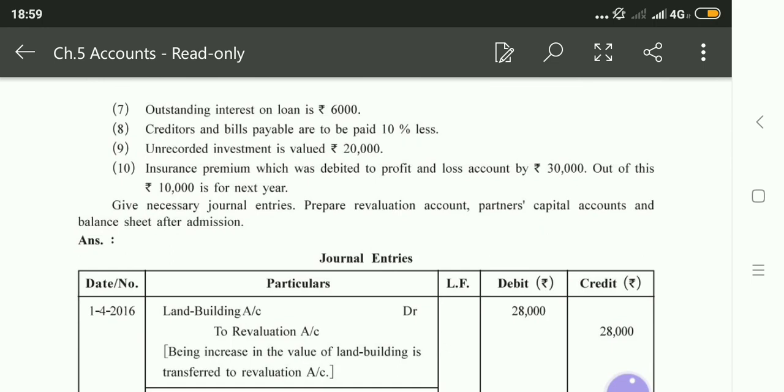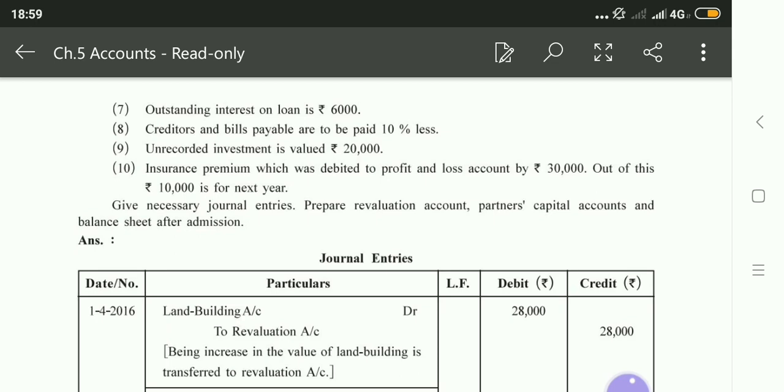Seventh adjustment, as you all can see. Outstanding interest on loan is rupees 6,000. First of all, outstanding interest on loan is what? The amount of interest that I am supposed to pay. So necessarily it is my expense. So at the time of expense, revaluation account is debited.